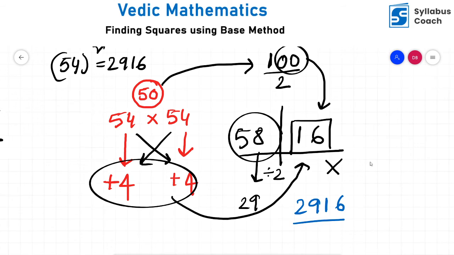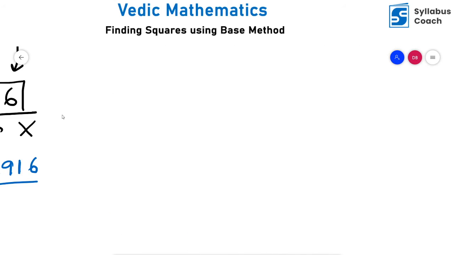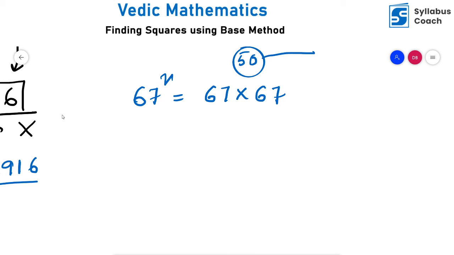Amazing. Let's take one more example and make it more clear. So you have 67 square, students. So 67 into 67. I'm assuming the base to be 50, but the base is actually 100, which is divided by 2. So that's the question. So 67 is nothing but plus 17, and 67 is nothing but plus 17.